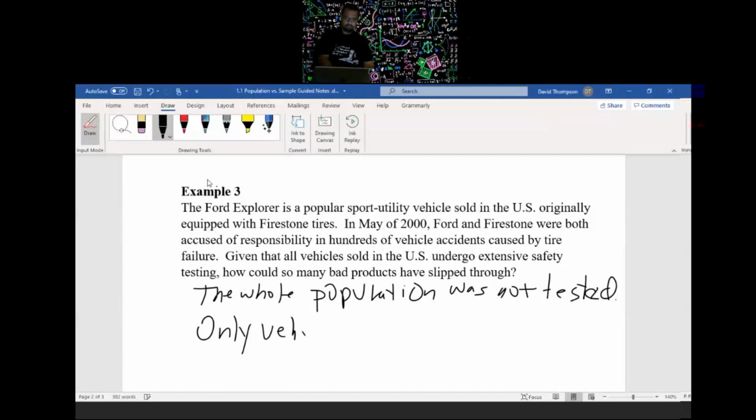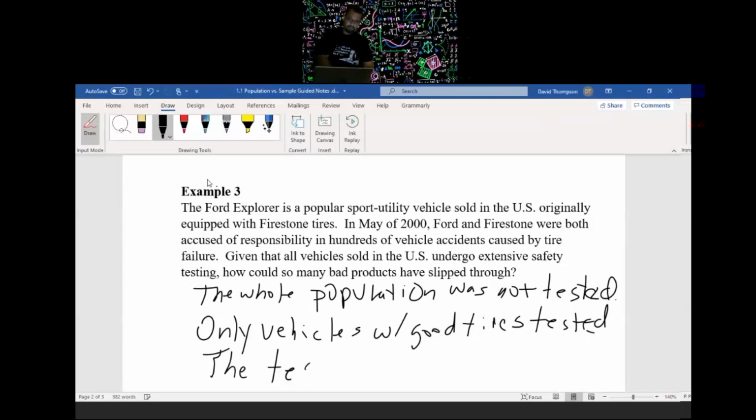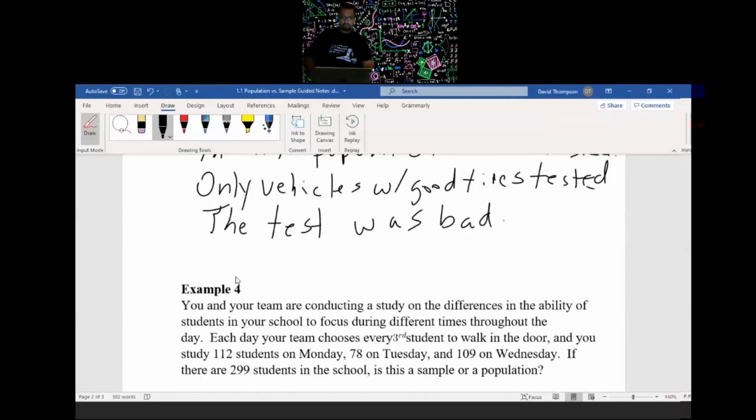Another possibility, only vehicles with good tires were tested. And that makes sense because if the whole population wasn't tested, if only the good tires were tested, then there could be some that slipped out of the factory with bad tires. And the last possibility that we could have is the test was bad. There's other possibilities, but these are three that jump out.